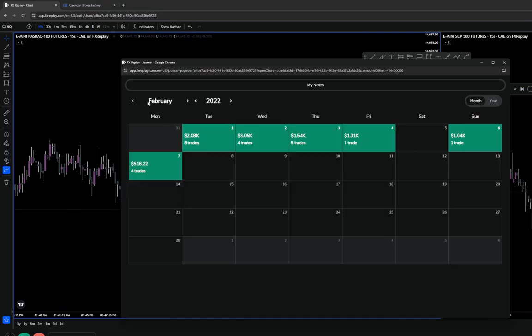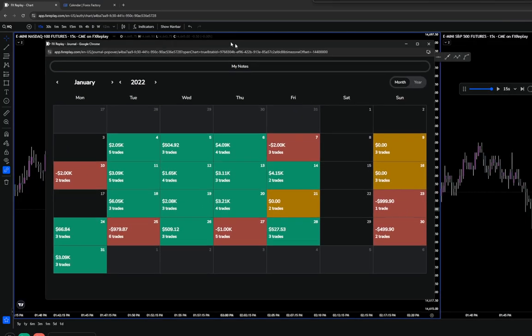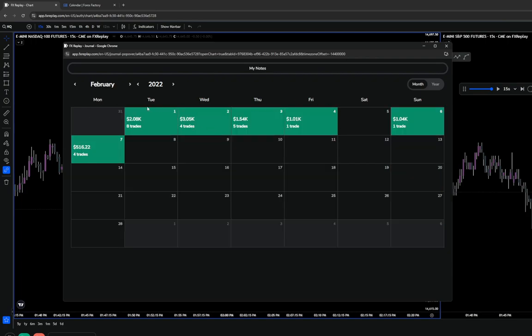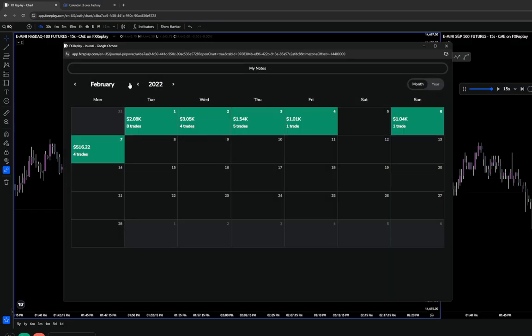Let's go to January as well. Here are my stats for January, and here are my stats for February, going a lot better as well. But yeah, still an overall super profitable month here. And yeah, not risking a lot or anything, but that's pretty much it.